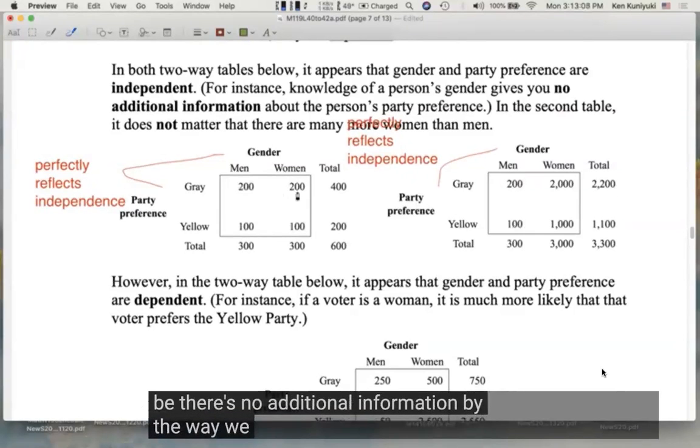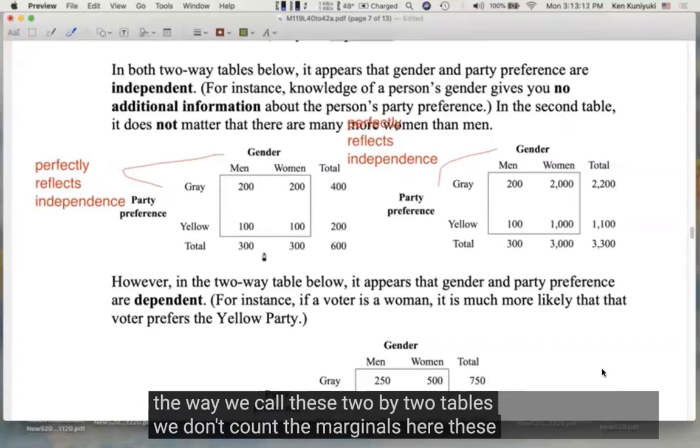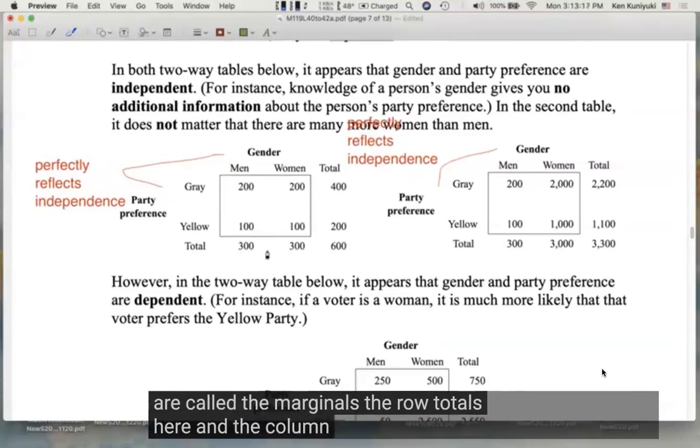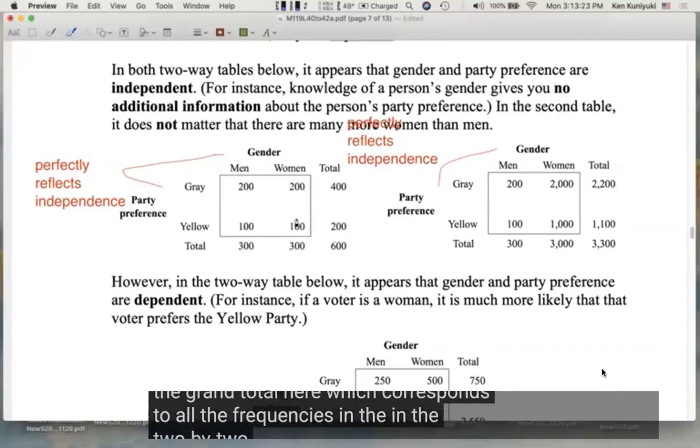By the way, we call these 2x2 tables. We don't count the marginals here. These are called the marginals, the row totals here and the column totals here. This is the grand total here, which corresponds to all the frequencies in the 2x2 table here.